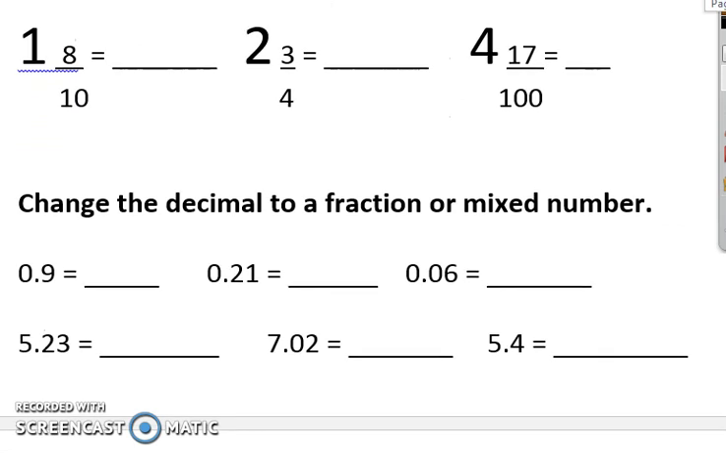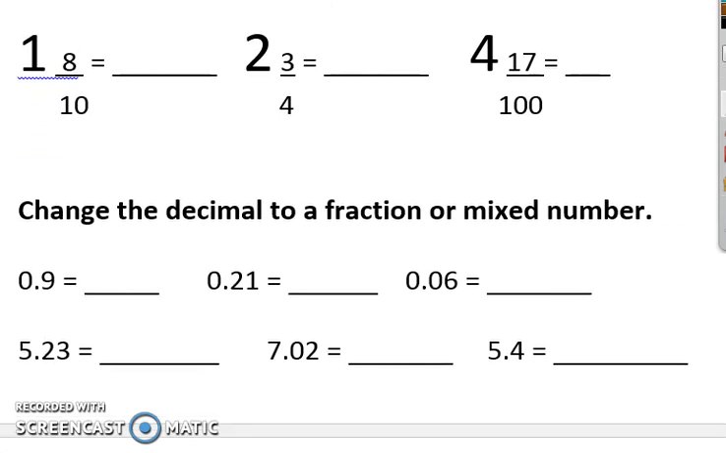Take me a little while to scroll here today. Alright, 1 8/10. This works the same as when we're doing decimals, except I'm going to have a big 1 in front instead of the 0, and there's my end. 8/10 means I just have an 8 in the 10th spot. 2 3/4, big 2. 3/4 is 3/4 of a dollar, 75 cents. And then over here, 4 and 17 hundredths is a big 4, and I already have 100 for my denominator, so I just need 17 after it.